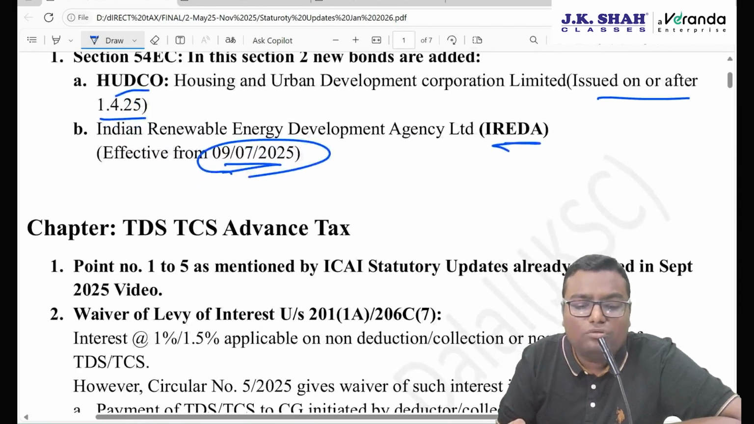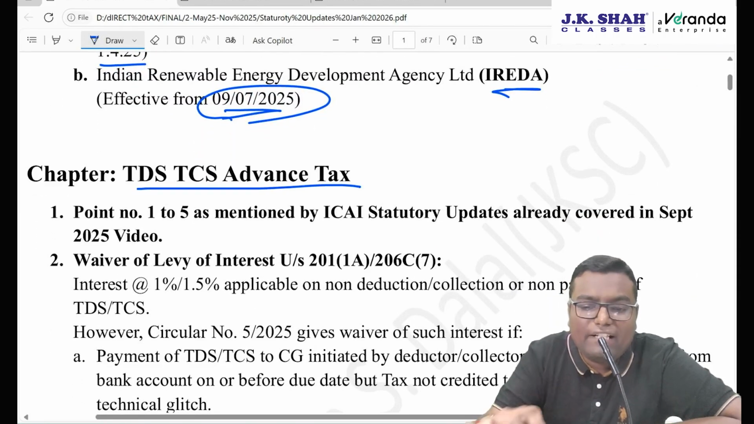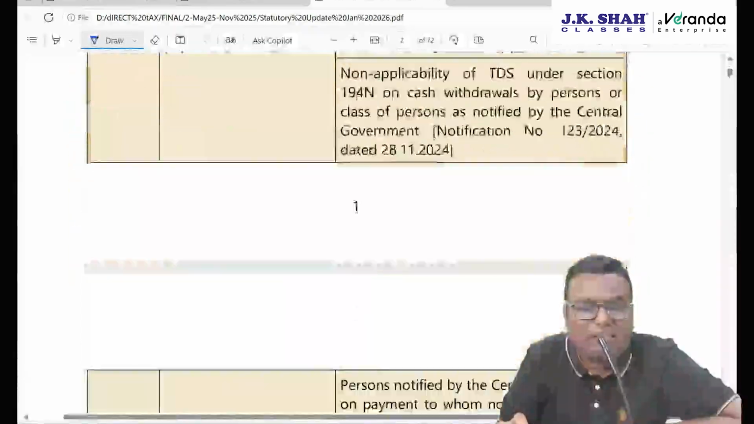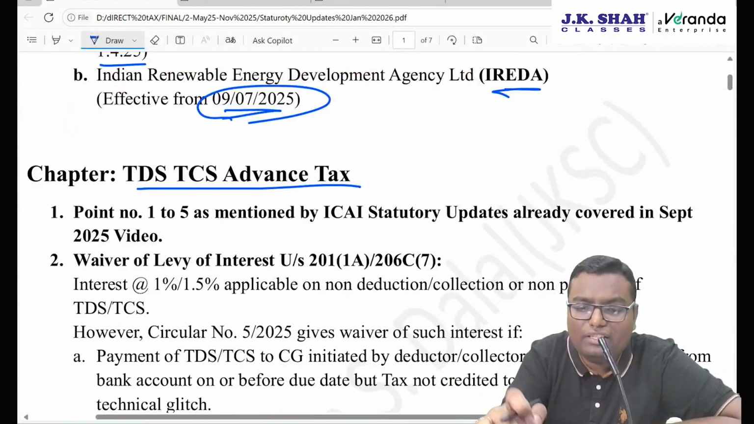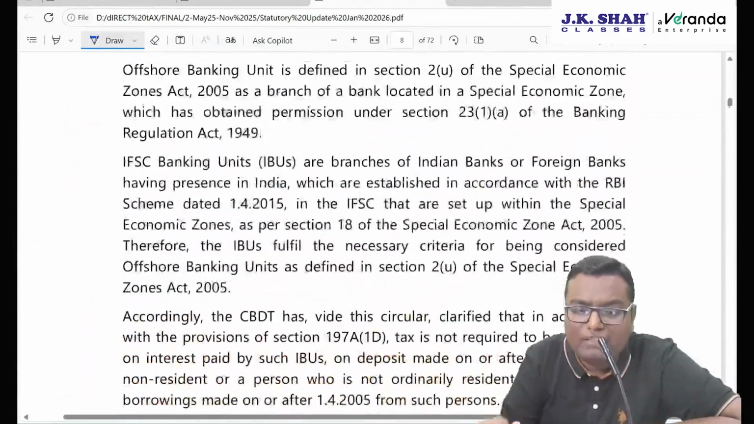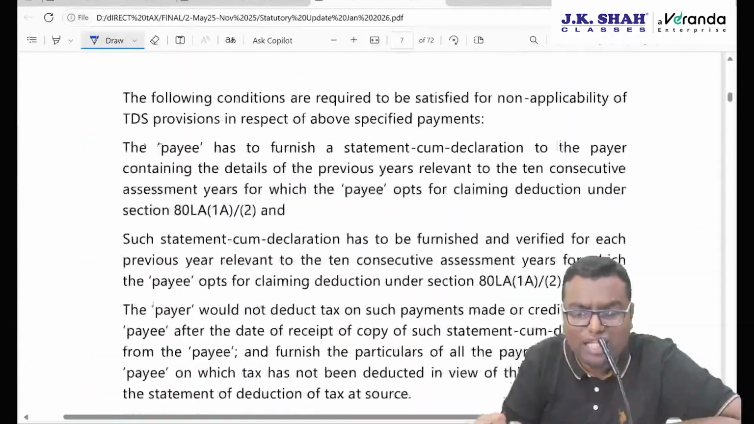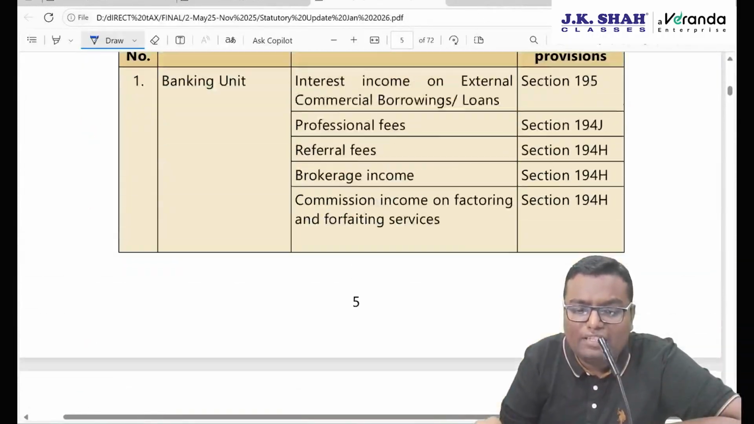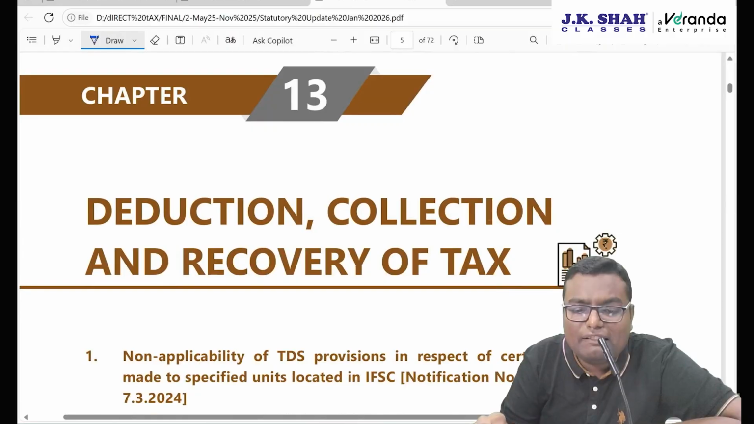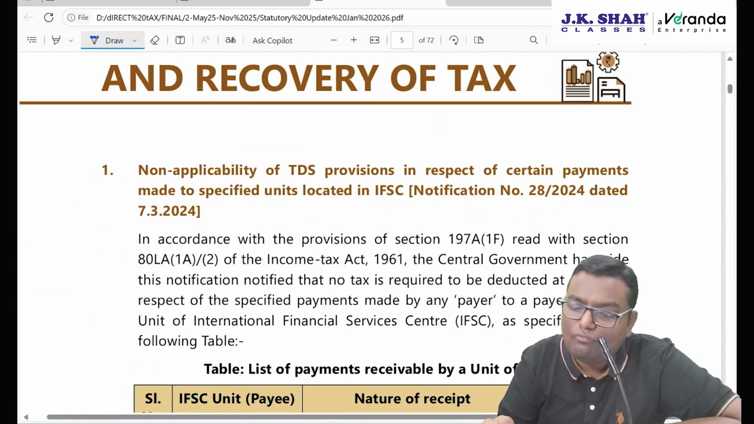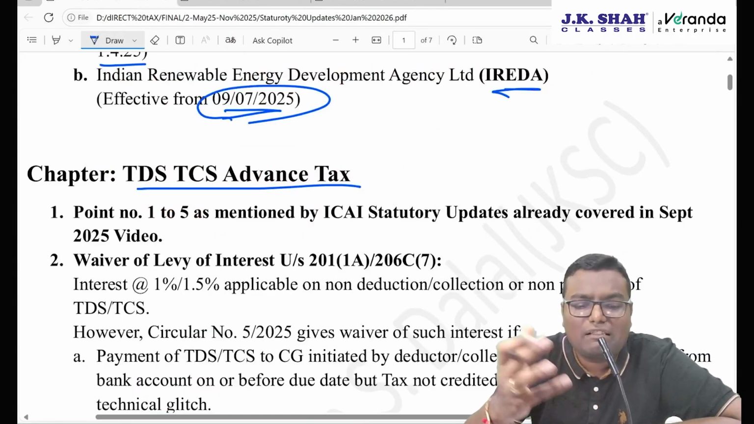Then with regards to the chapter TDS, TCS, advance tax. If you see, this is the summarized version of your PDF and this is the main PDF. In that, the first one is regarding capital gain, which I have just discussed. The second one is all about chapter TDS, TCS and advance tax. Now this chapter I'm not supposed to discuss much.